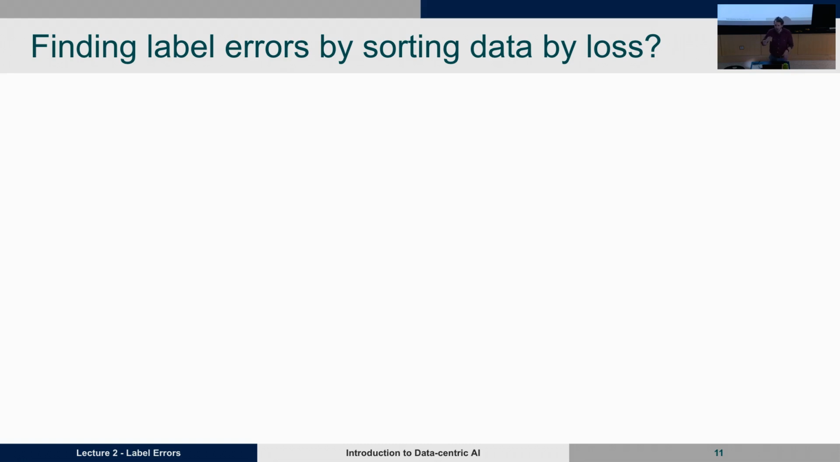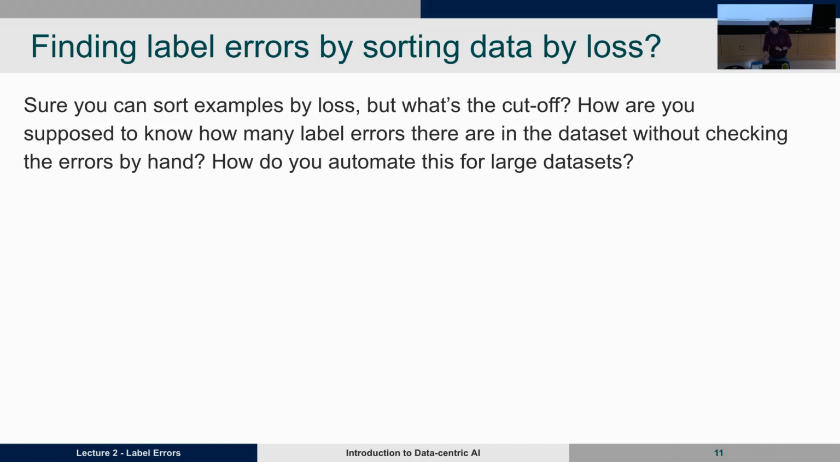How do I know where the cutoff is? The assumption is above that cutoff, those are the errors. How do I know where the cutoff is? Say it's a 100 million data set. How do I know where the cutoff is? So that's a serious issue. We have to solve for that. We have to solve for the out of sample issue. There's a few other things, but those are the two high-level main issues with why you can't just sort by the loss. Okay, all right. So this is the simplest algorithm for finding label issues, but you just wouldn't know how far to go.